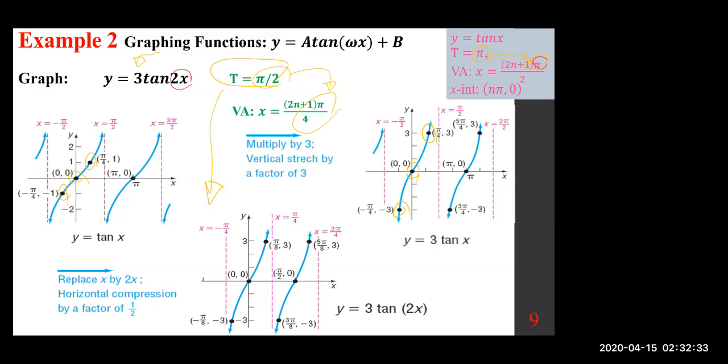The other method, if you want to graph this without the transformation, class, you can always start in the following manner. If you want to do this without the transformation, I'm looking at one complete cycle, okay, class? All you have to do is start with the following. This is not to scale, class.